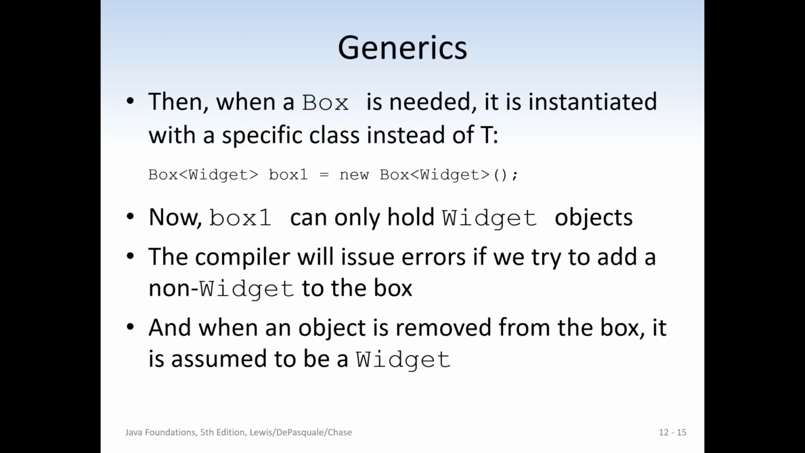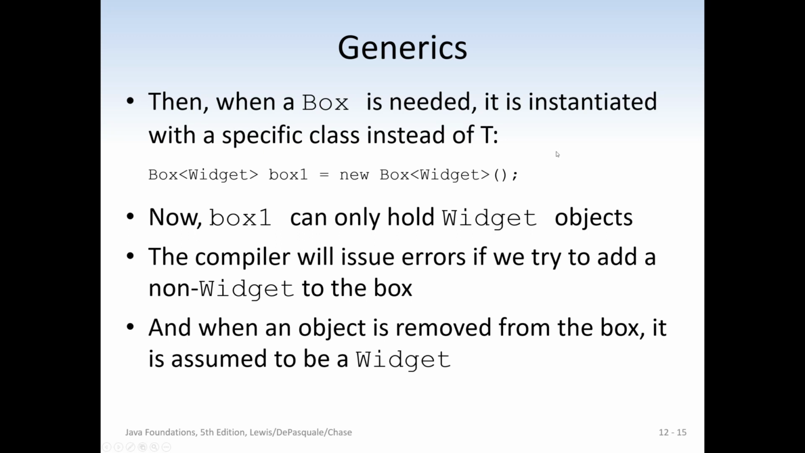So when you need a Box, you instantiate it with a specific class instead of the T. Before we had the T, now we're going to have a Box and we're going to put a Widget in there. It's going to be a Widget type. So when we create this new Box instance, when we new it up, we're going to replace this instance of T everywhere in the class with Widget.